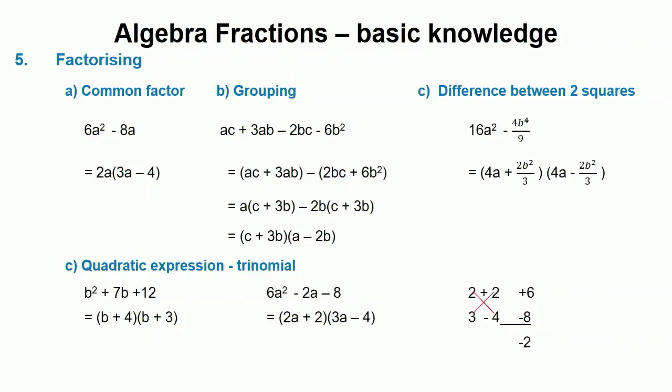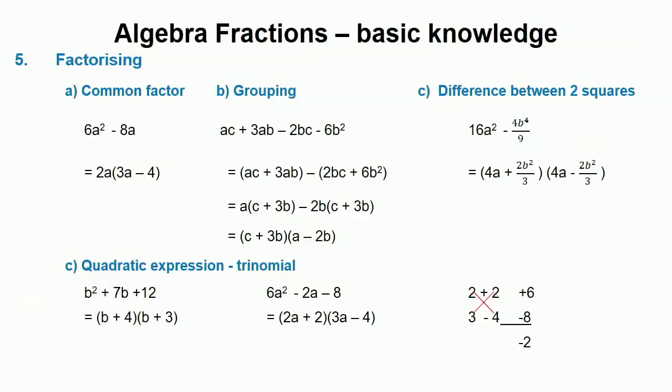So what happens? Two brackets, one with a plus, one with a minus. Square root of 16 is 4. Square root of a squared is a. So my first term in both brackets is 4a. The plus and the minus is already there, one is a plus, one is a minus. The square root of 4 is 2. The square root of b to the 4 is b squared. The square root of 9 is 3. So you take them one by one: top, bottom. Square root of the top, square root of the bottom. The sign stays between top and bottom. So that's your final answer for the difference between two squares.